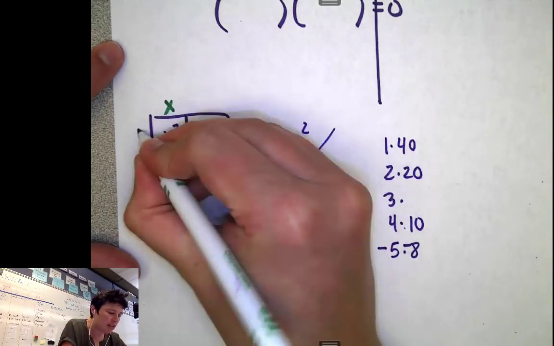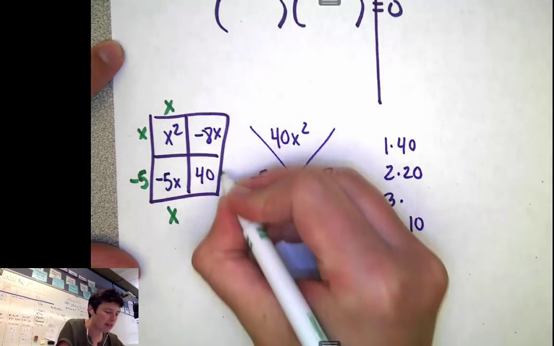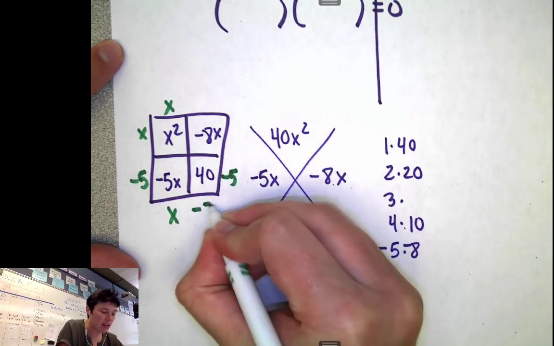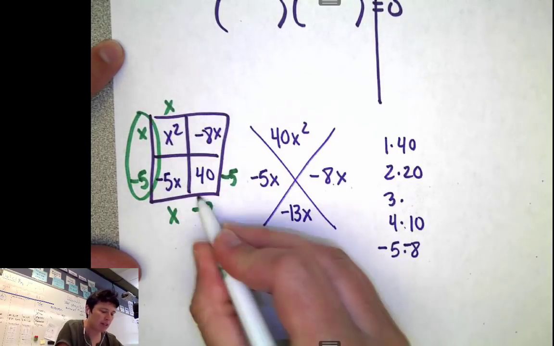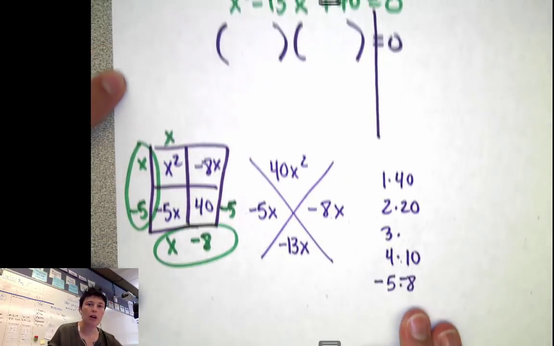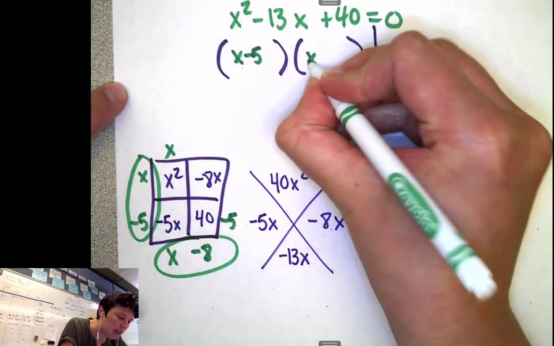So x times x is x squared. X times negative 5 is negative 5x. Negative 5 times negative 8 gives me a positive 40. And I get this, x minus 5, x minus 8. Done. So up in my parentheses, I get to write x minus 5 and x minus 8.